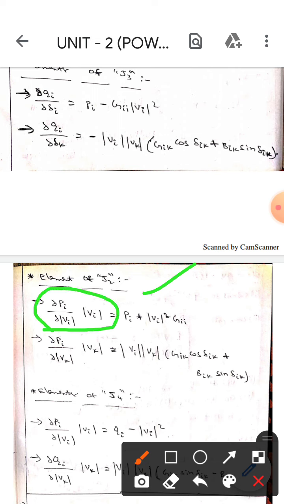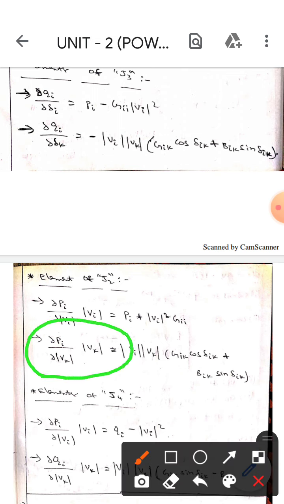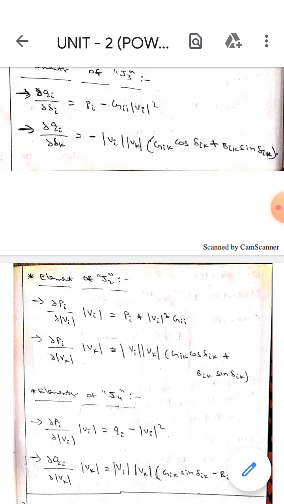Whereas the element of J2, we can find by using this formula: dou Pi by dou modulus of Vi, times modulus of Vi, which equals Pi plus modulus of Vi squared into Gii. Whereas the next one is dou Pi by dou modulus of Vk, times modulus of Vk, which equals modulus of Vi, modulus of Vk, (Gik cos delta ik plus Bik sin delta ik).